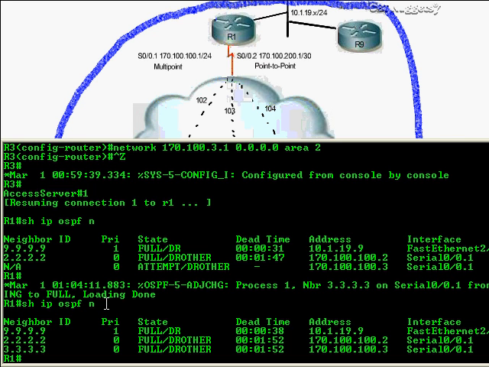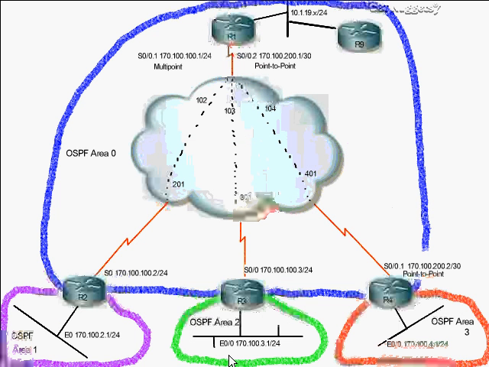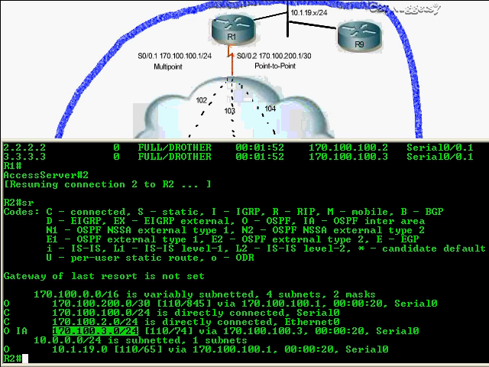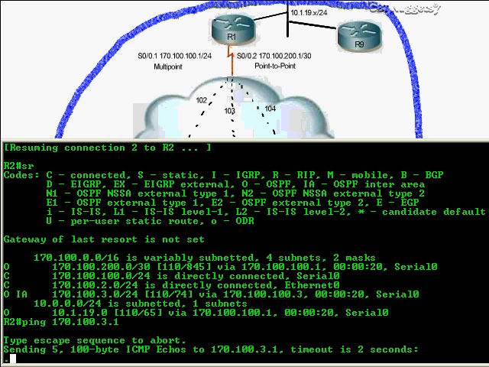I'm going to do a show IP route on router 2, and what we see here is that we are receiving the route 170.100.3.0, which is down here. So on router 2, we're receiving this route from over at router 3. Okay. Now I'm going to do a ping to 170.100.3.1, which is the one right behind router 3. And notice what's happening. It's timing out.